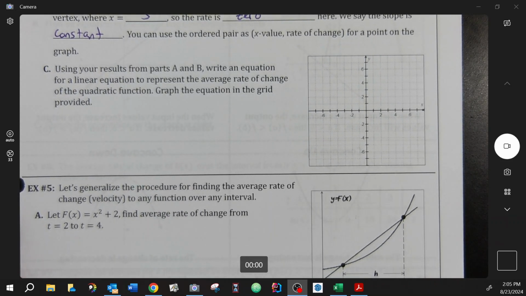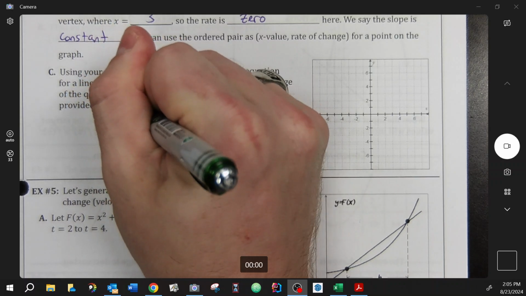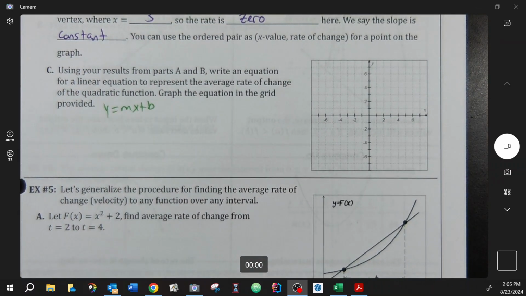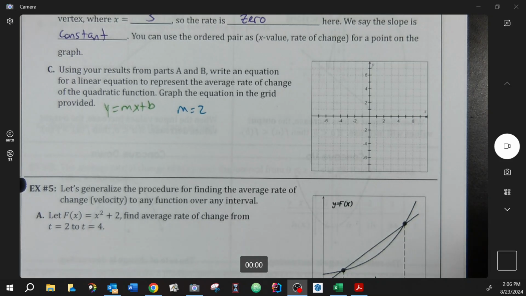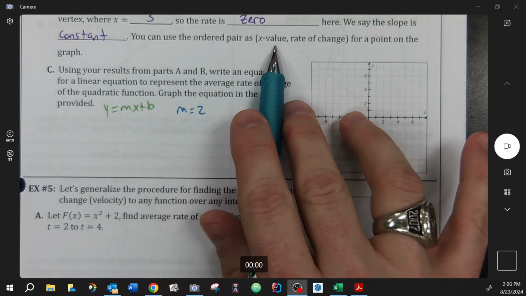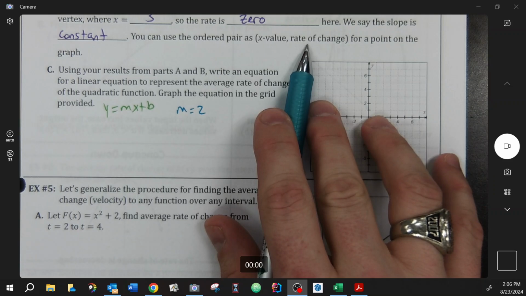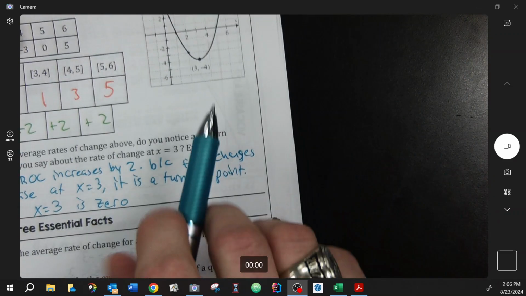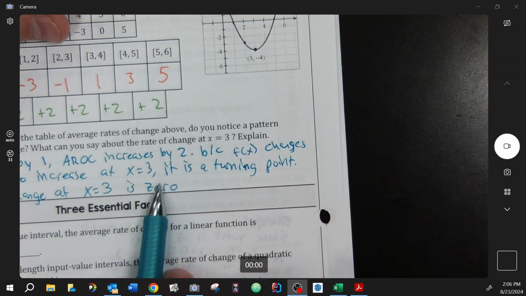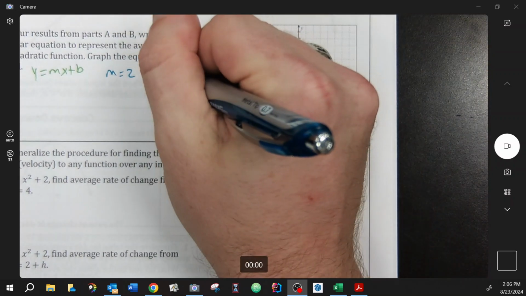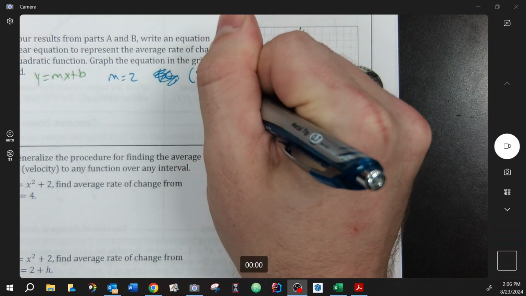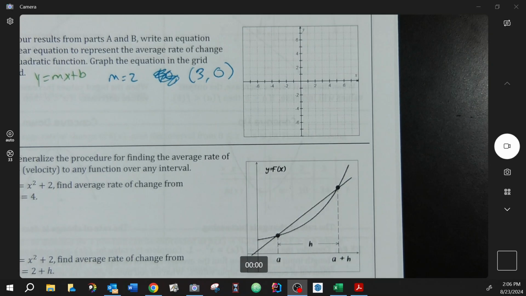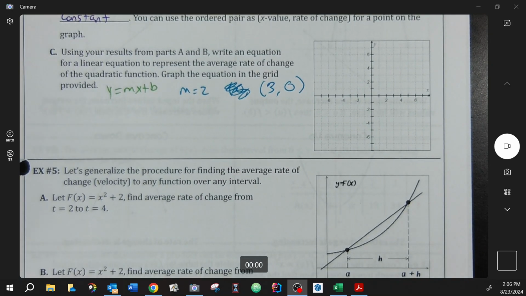So let's use our results from what we had before. We're trying to write this equation. We already know our slope. We said our slope is 2. We happen to have a coordinate that is x comma rate of change. We only have one. We have x comma rate of change here because we already know that the rate of change there is 0. So at our vertex, we have the point x comma rate of change at that x, because we said at x equals 3, the rate of change is 0.